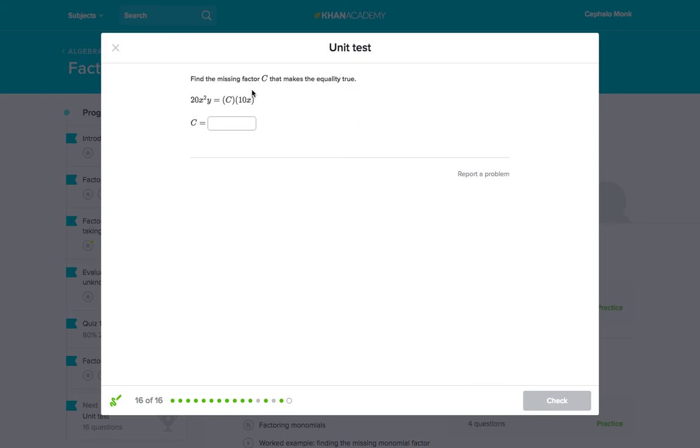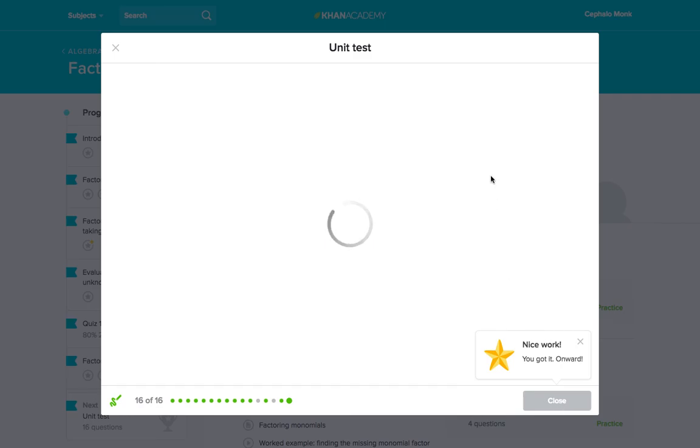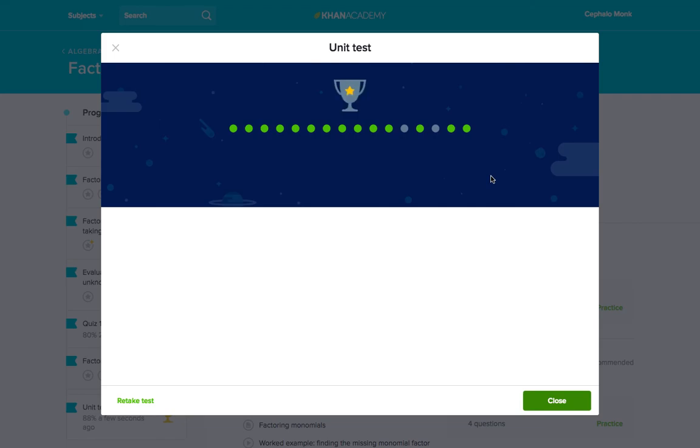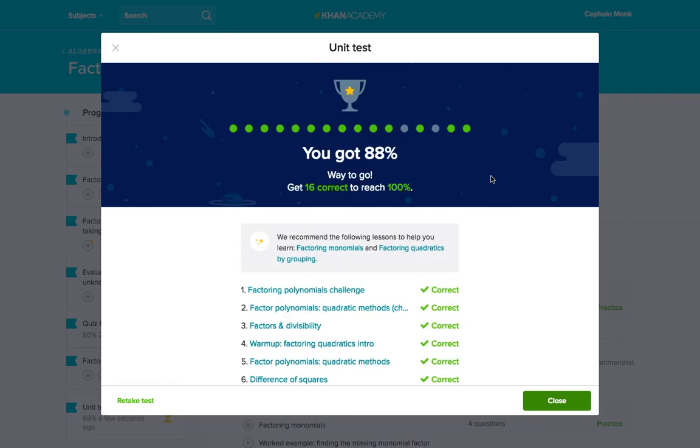Find the missing factor. Well, it's 2x y. Shooting from the hip there. All right, and we know what these mistakes are now.